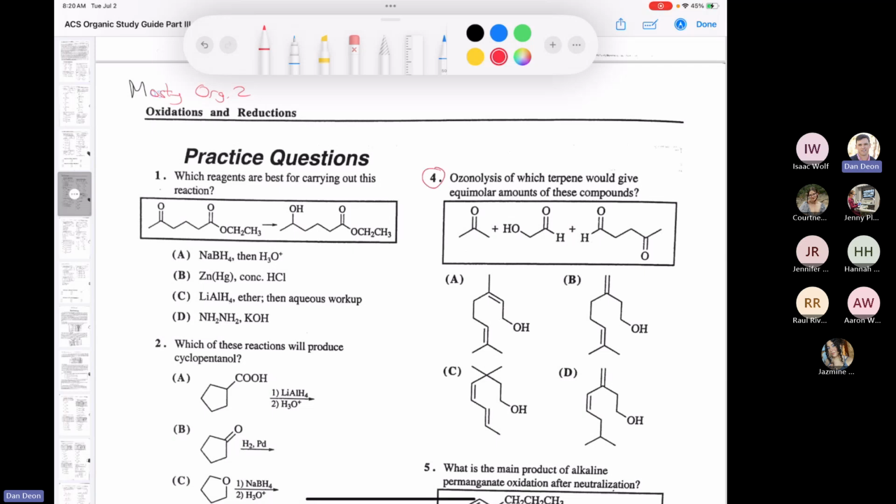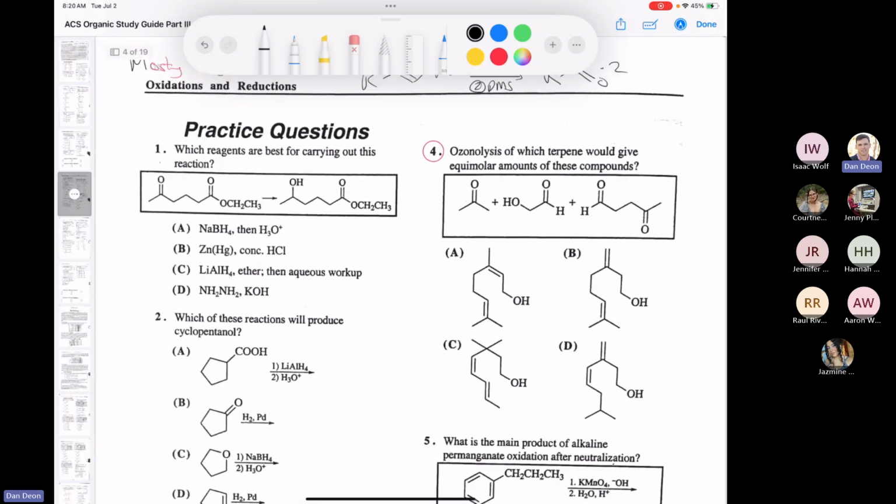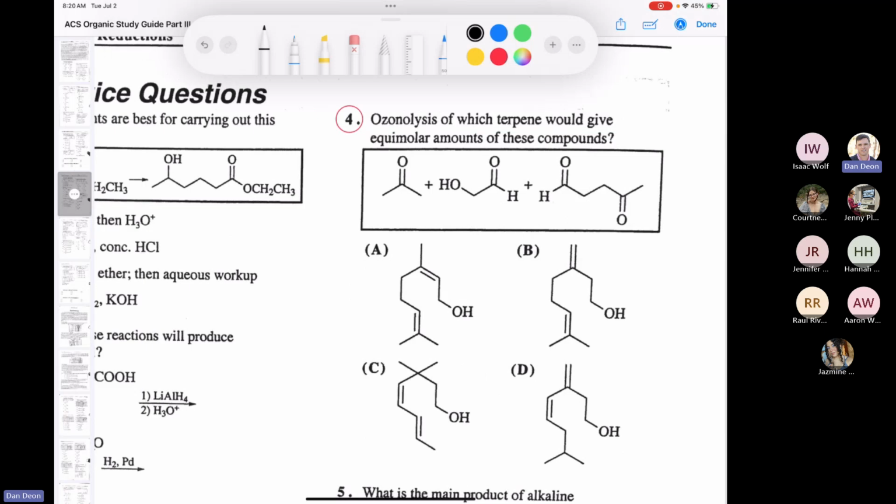And I'd say the first one would be question number 4, because we did cover ozonolysis in dirty detail in this class. If you remember ozonolysis of an alkene, right? So that's where we take an alkene like this. We treat it with ozone followed by DMS, right? And in this case, you'd end up with a pair of aldehydes, okay? And it depends on the molecule, so you know, times 2. Anyhow, it says which ozonolysis of which terpene would give equal molar amounts of these compounds.